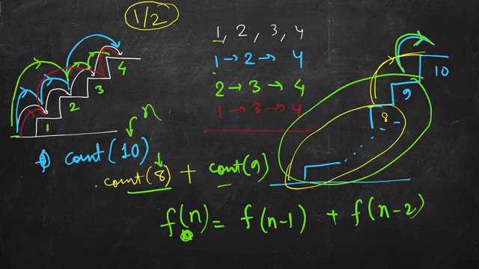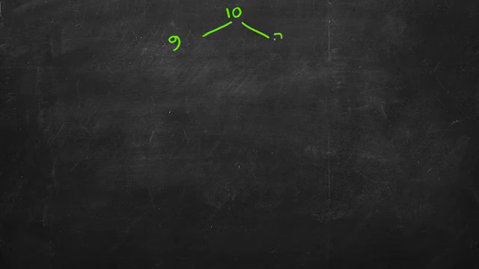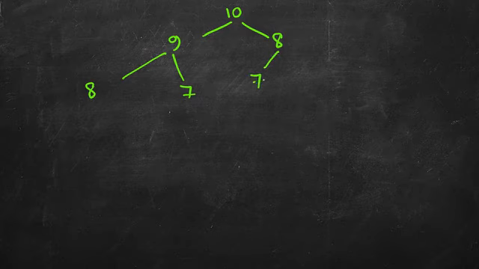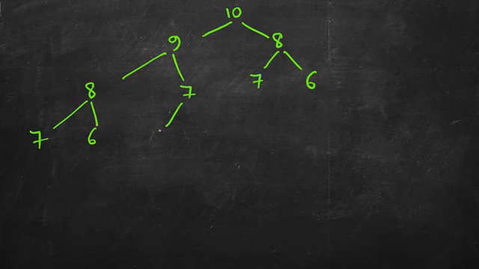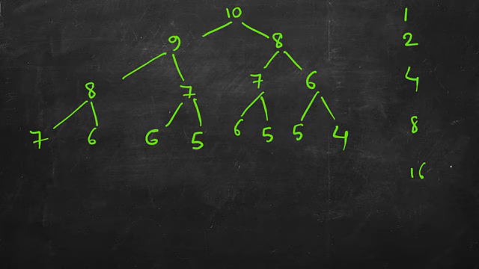But if we do it recursively like this, then let's see the recursion tree. For 10 we need 9 and 8. So we will solve for 10, 9 and 8. For 9 we will need to solve for 8 and 7. Here we will solve for 7 and 6. Then we will solve for 7 and 6, and 6 and 5. 6, 5, 5, 4. And it will keep growing. So first level 1, next level 2, 4, 8, 16. So in general, 2 raised to the power k, where k is the level number starting from 0.